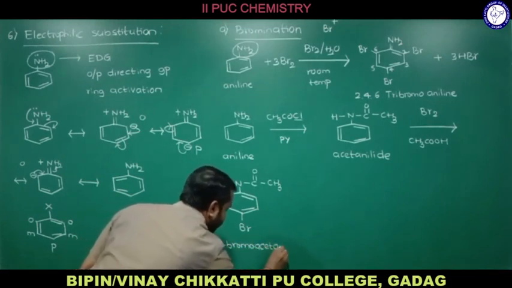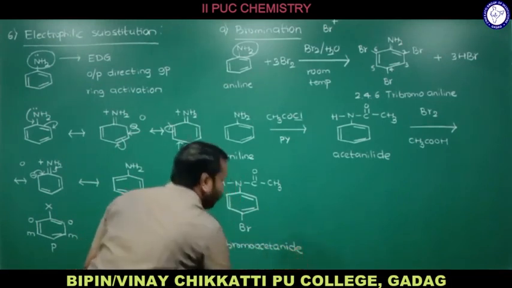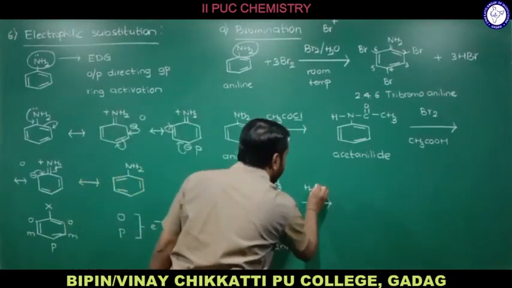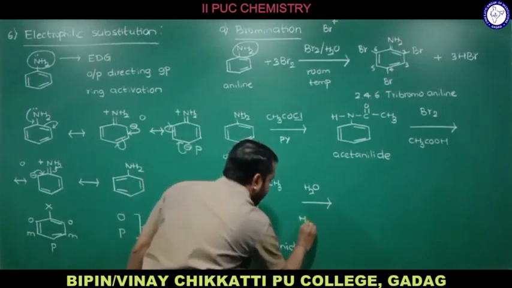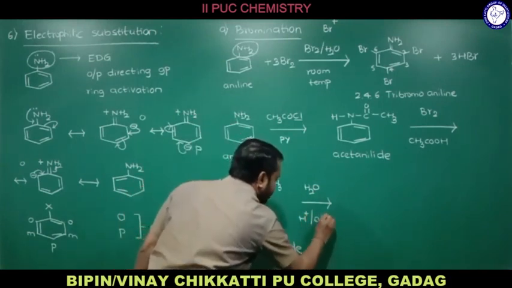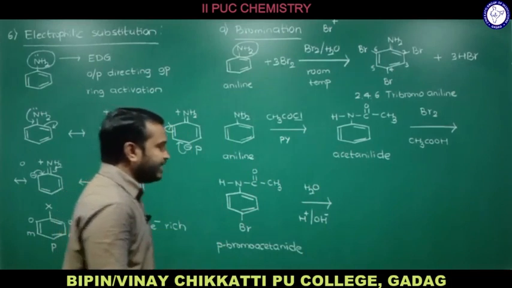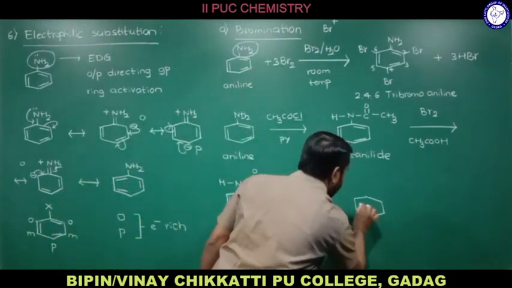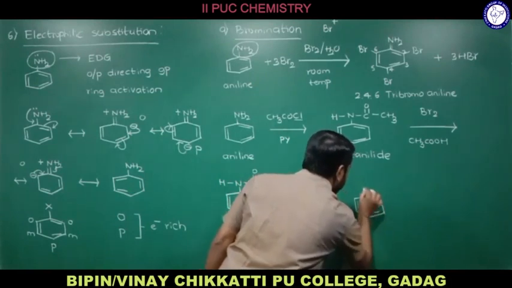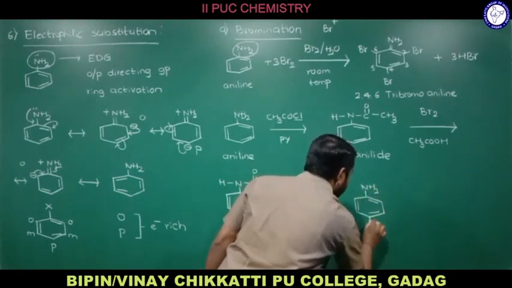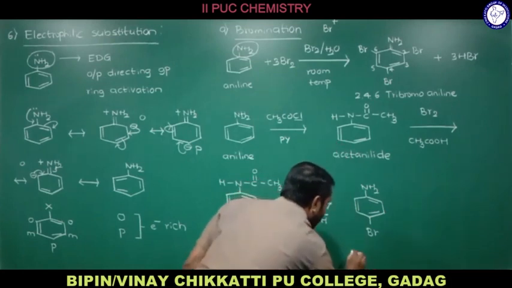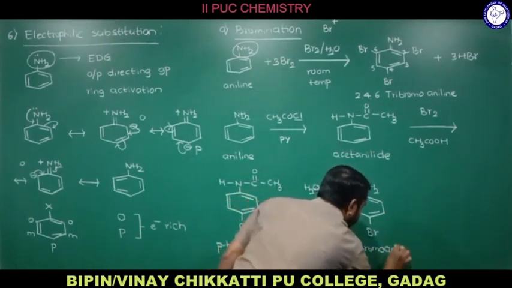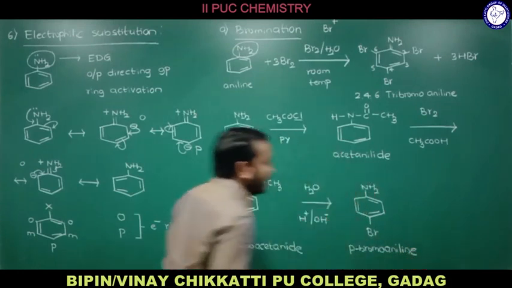Para-bromo-acetanilide. So we got what actually? Para-bromo-acetanilide. So when you carry out the hydrolysis, you can consider H2O, or you can write H plus or OH minus. Out of these two you can consider any one. In that case what happens? Again we are going to get a substituted product of aniline. Let me write over here. So here we will get NH2, aniline, and we have Br as it is. The name of this compound is para-bromo-aniline, or you can call it 4-bromo-aniline also.